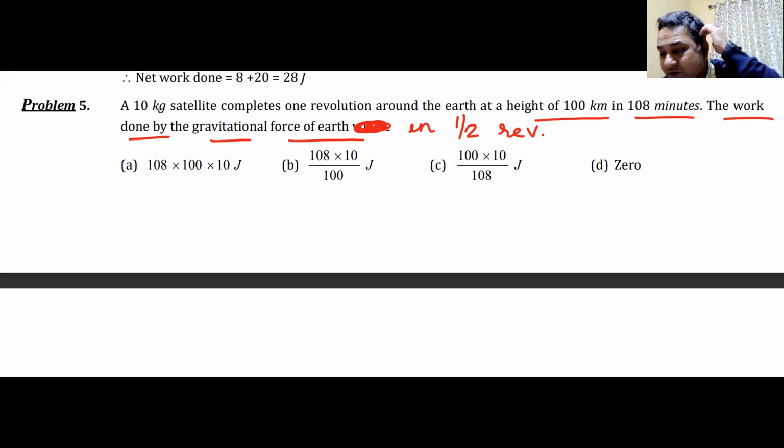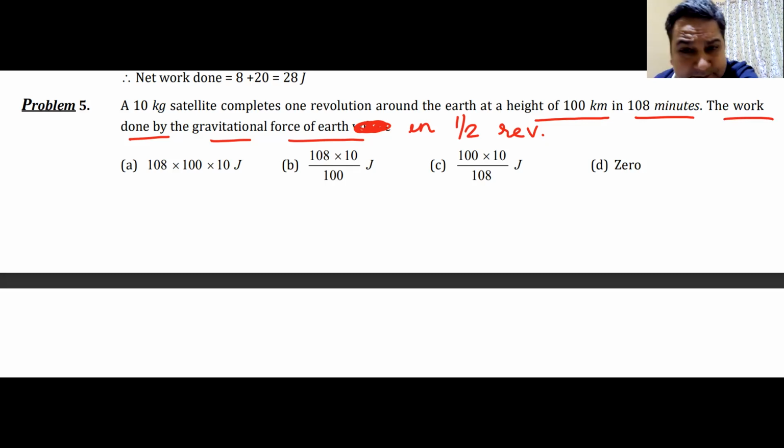Does anyone have any answer for this? A, B, C, D. Anyone has any answer? If anyone has any answer, please let me know. In half revolution, how much work will gravitational force do on this satellite? That is the question. You don't know anything about satellites. The only thing you know is that it moves in a circular path. If that much information is given, what is the work by gravitational force? What is the answer? Tell me.